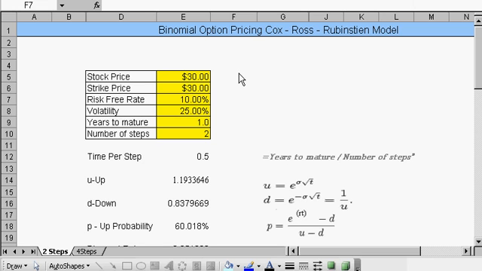Here we have the stock, strike, risk-free rate, volatility, years to maturity, and the number of steps. So this is going to price it in a 6-month period because we have 2 steps for 1 year. Here is the time per step.